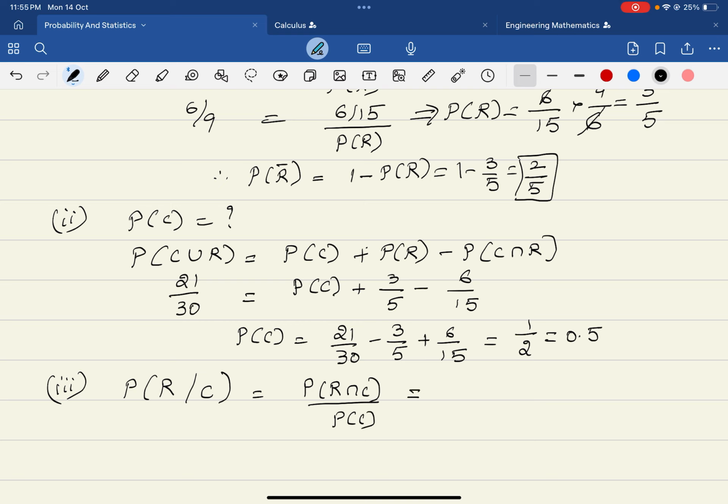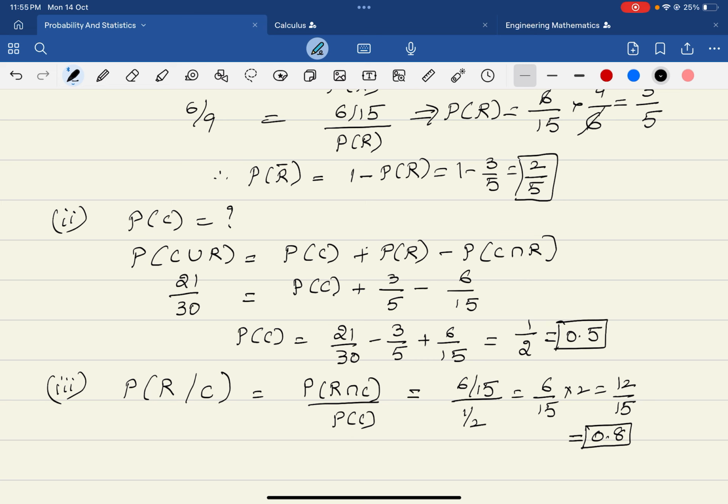What is P of R intersection C? We know 6 by 15. What is P of C? We know, which is 1 by 2. So it is 6 by 15 multiplied by 2, which is 12 by 15. And the answer of this is what actually? 12 by 15 means 0.8. So this is the answer.